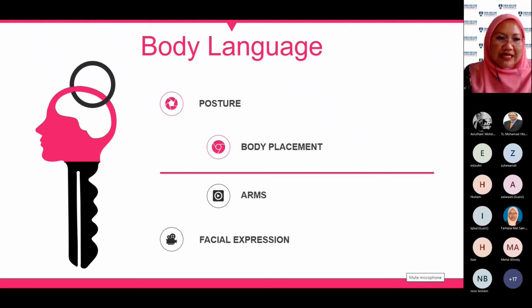So body placement, again, plays a very important role. It shows how confident you are. Some people need a podium. When you say that next week you are going to give a speech, or deliver this presentation to a group of potential clients, they will ask, is there any podium? I want to put my notes and so on.